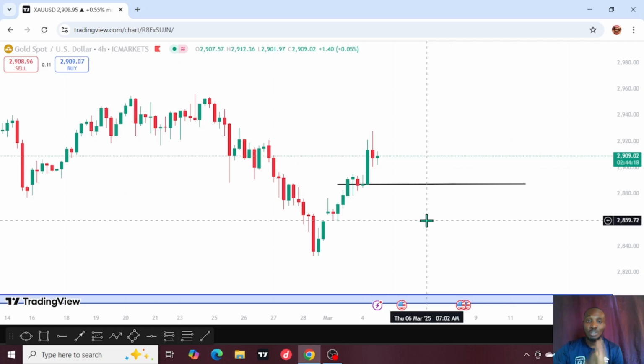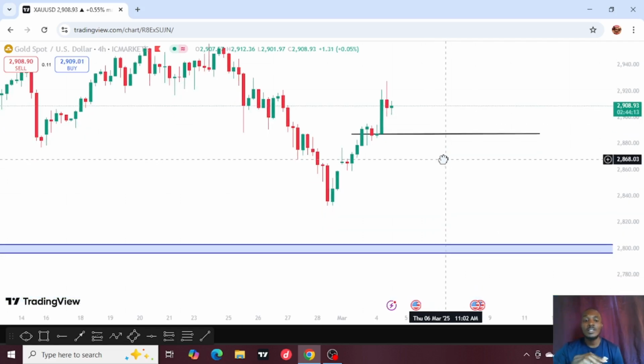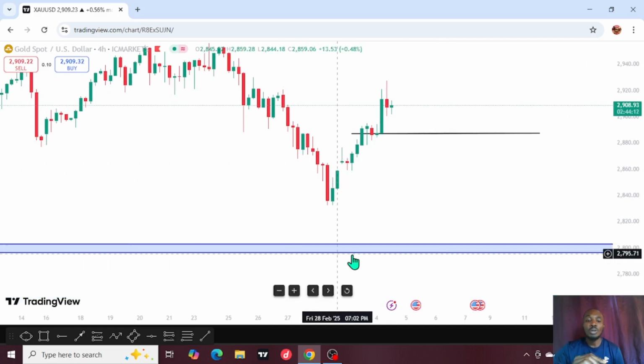And gold is very much bullish at the moment. It's still very much bullish until I see it breaking below this support. Then I will say okay, my bias is going to be bearish.